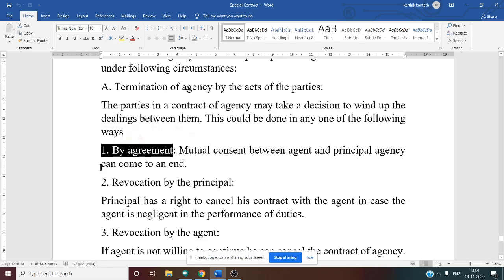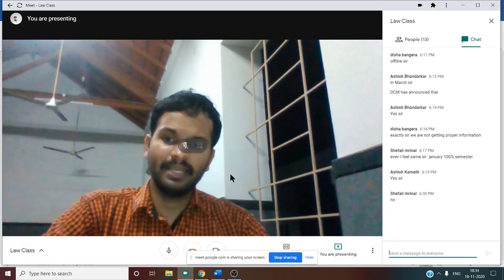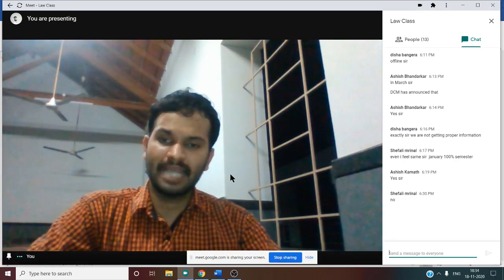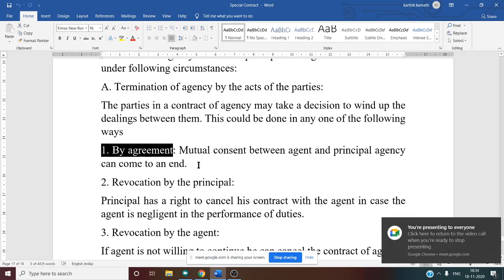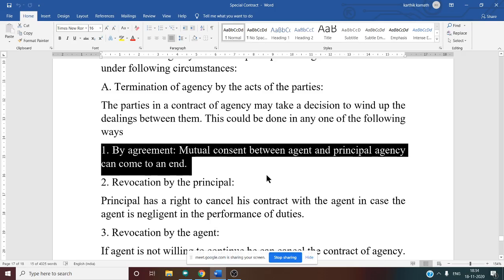First one, agreement. What do we mean by agreement? Under agreement, both parties agree to wind up the contract or cancel the contract. So in that case, mutual consent is required. In that case, what happens? The principal-agency relationship comes to an end.